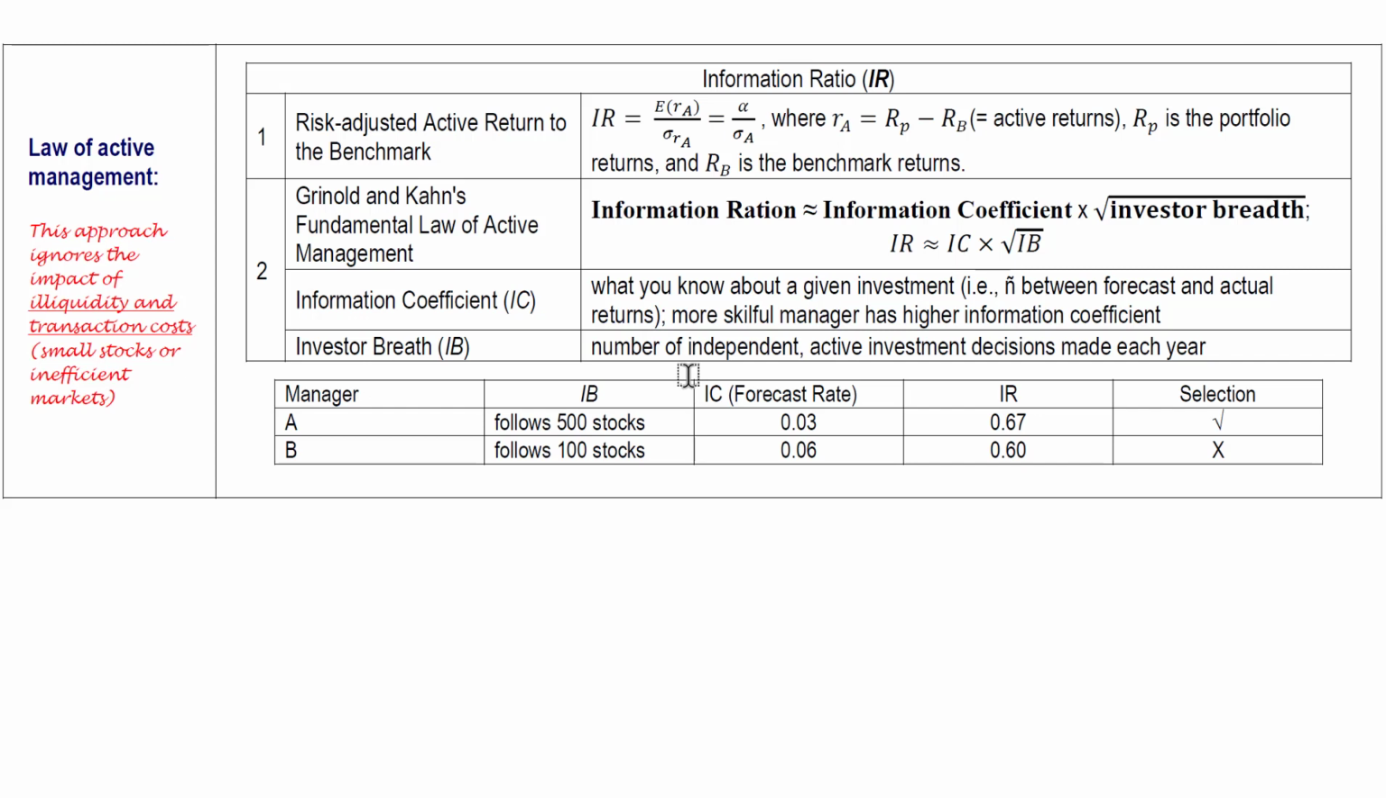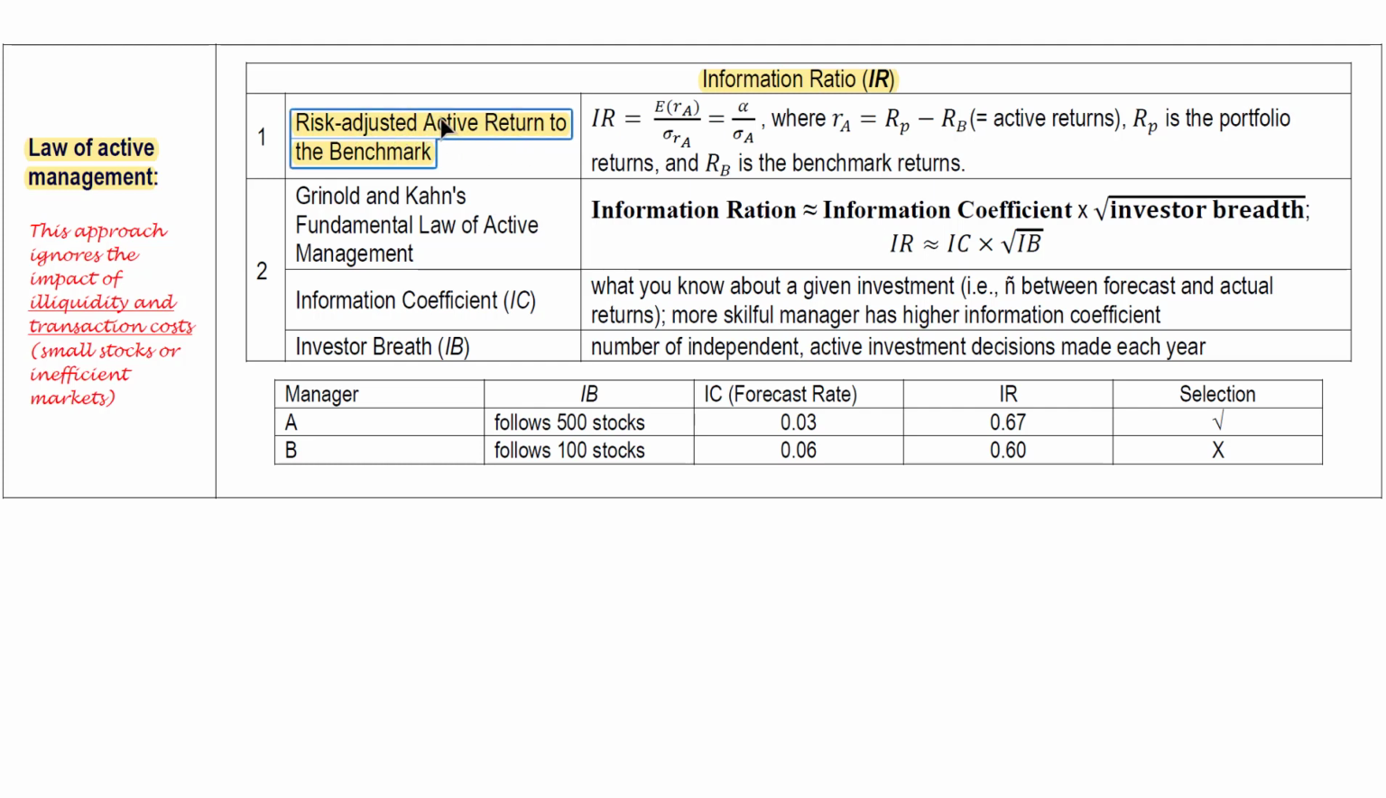Now, let's focus on the information ratio one more time. The information ratio provides us a law of active management. Let's review this information ratio one more time. This is a very important measurement here. So information ratio is risk-adjusted active return to the benchmark. It's adjusted active return. Now remember, there's two terms.